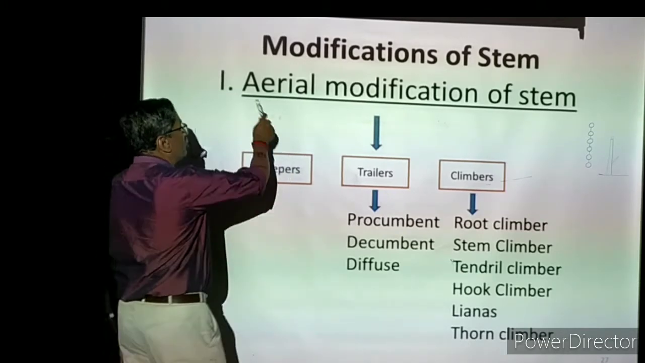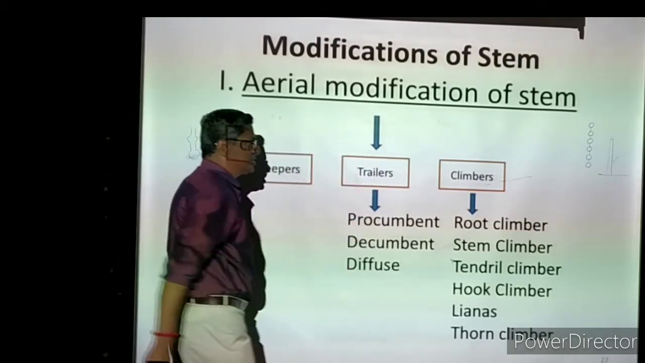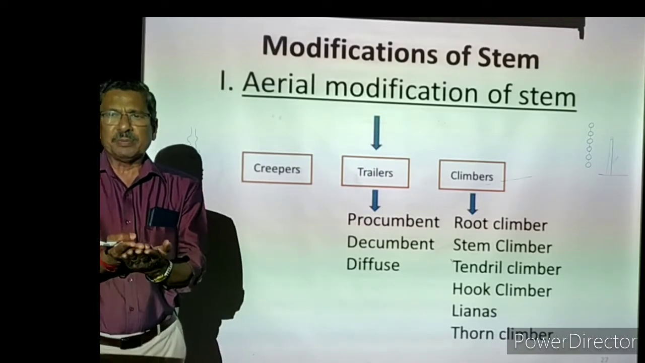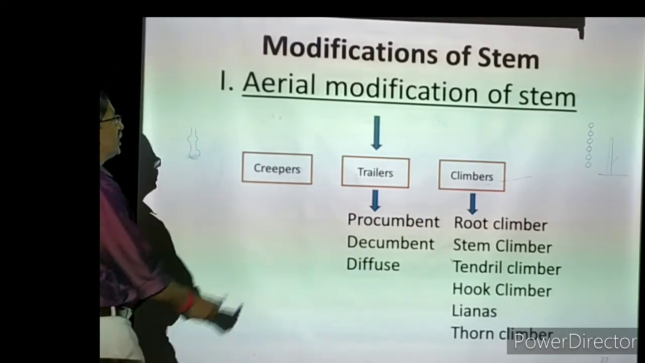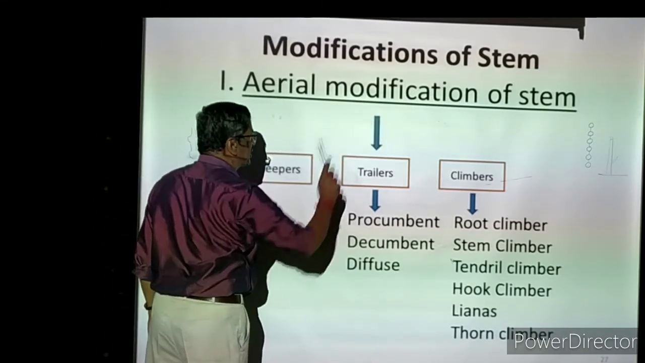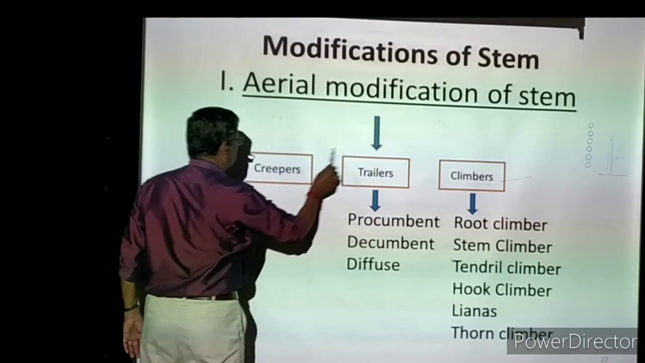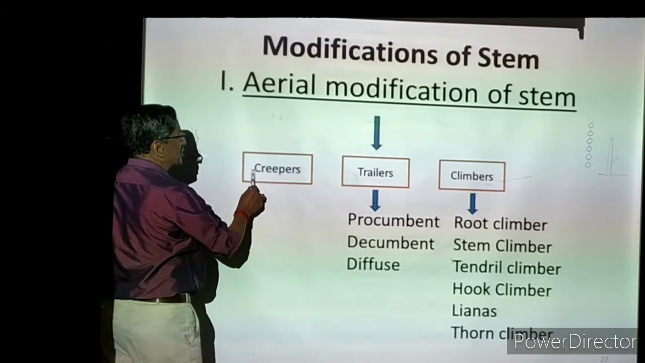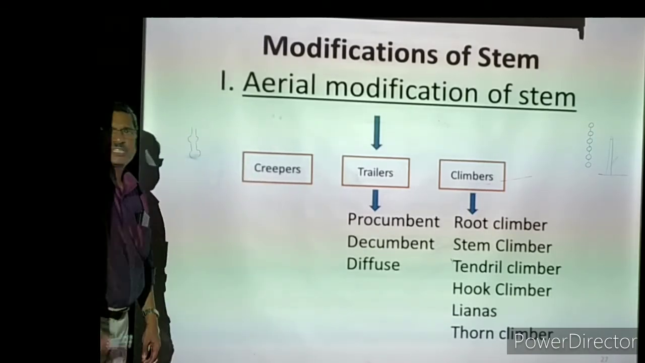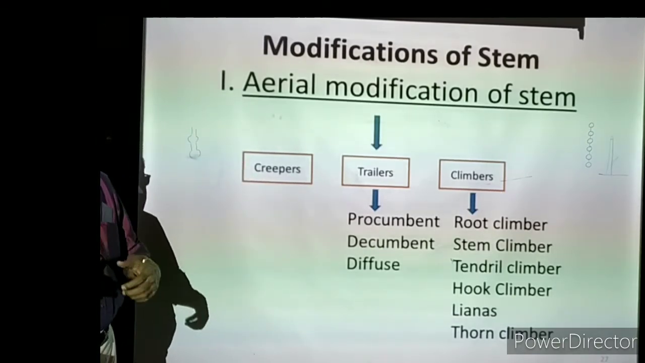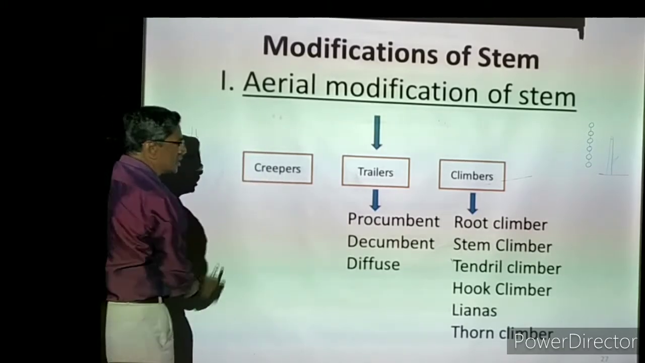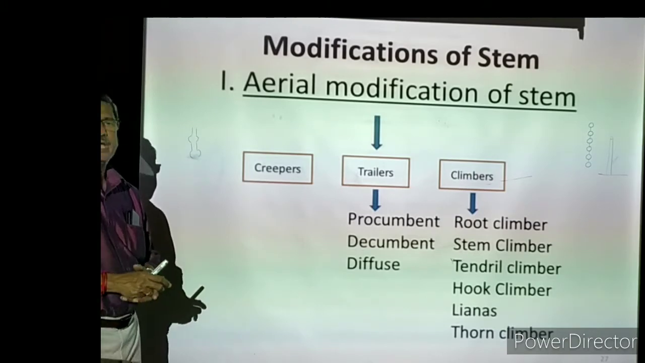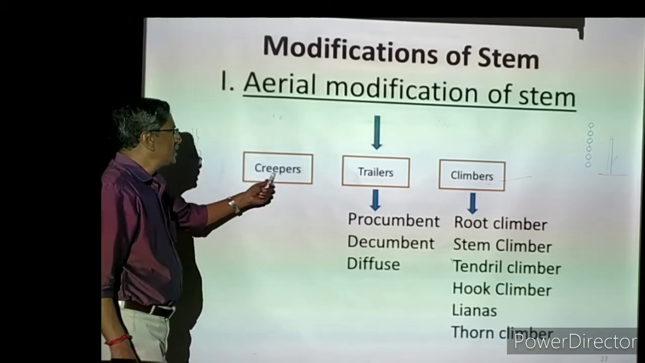Now first we will talk about aerial modifications of the stem. That means the stem is present above the soil. Above the soil, what modifications are there? That is called the aerial modifications of the stem. The first type of modification is creepers. The stem is very thin, not very strong, so they are very weak stems. So they can creep on the ground. They are called the creepers.